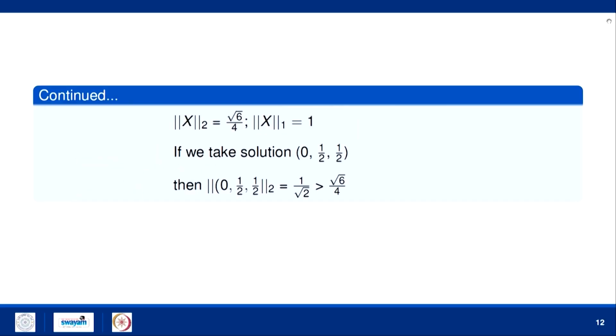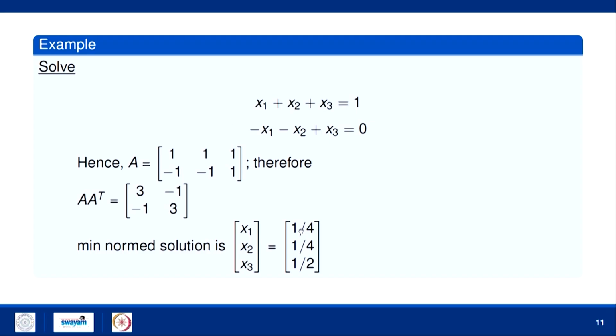Just to verify it, the length of this solution is root 6 by 4. If we take another solution, let us say 0, 1/2, 1/2, then its Euclidean norm is 1 by root 2, which is of course bigger than root 6 upon 4. Similarly, we can verify for other solutions. So, the solution 1/4, 1/4, 1/2 has the minimum length, which is root 6 upon 4. Any other solution will have a norm bigger than root 6 by 4.